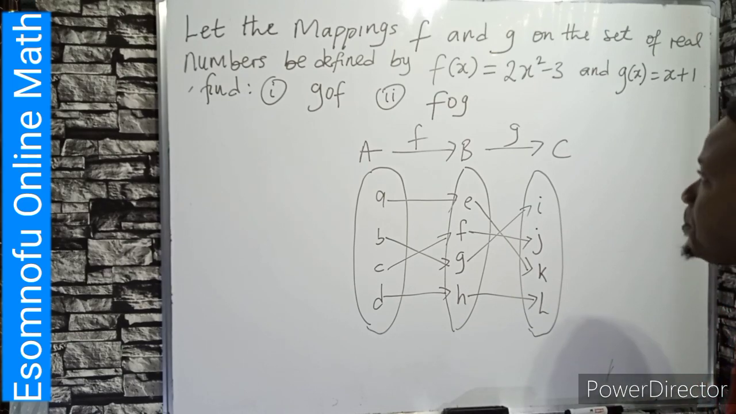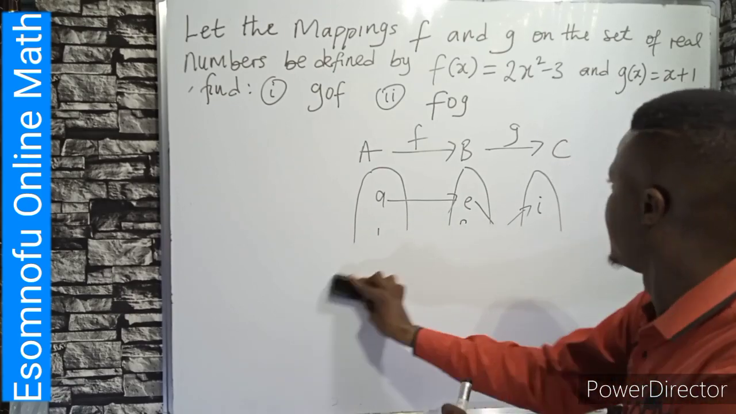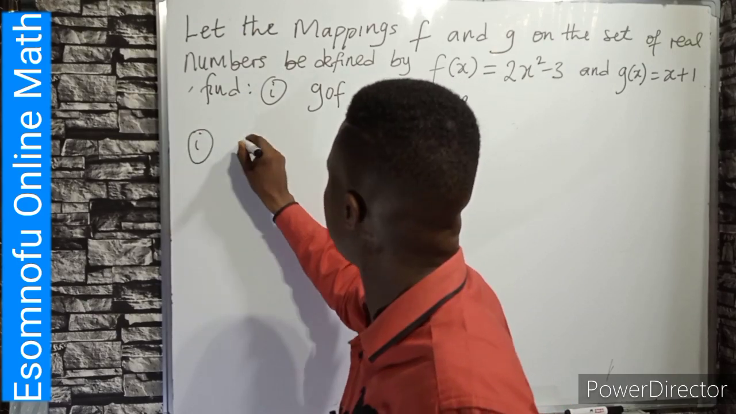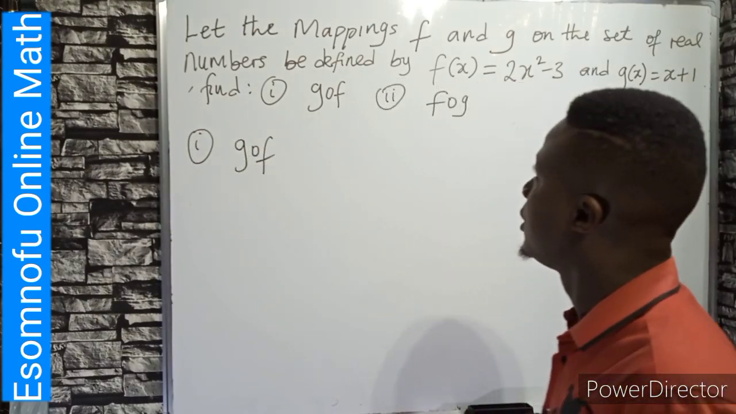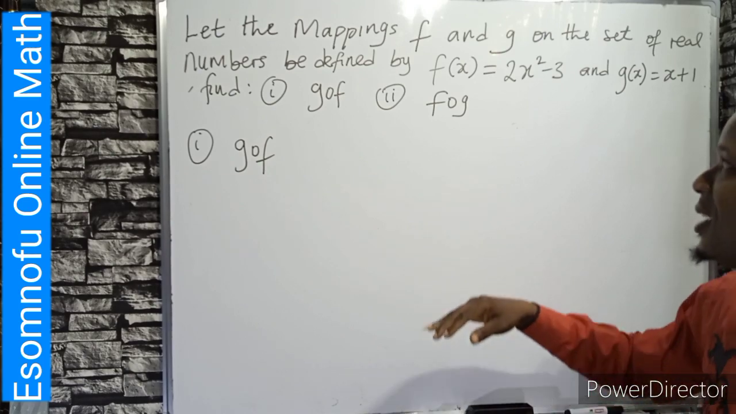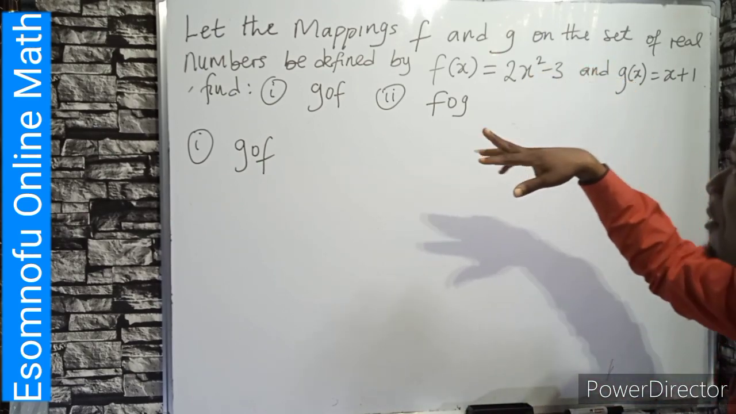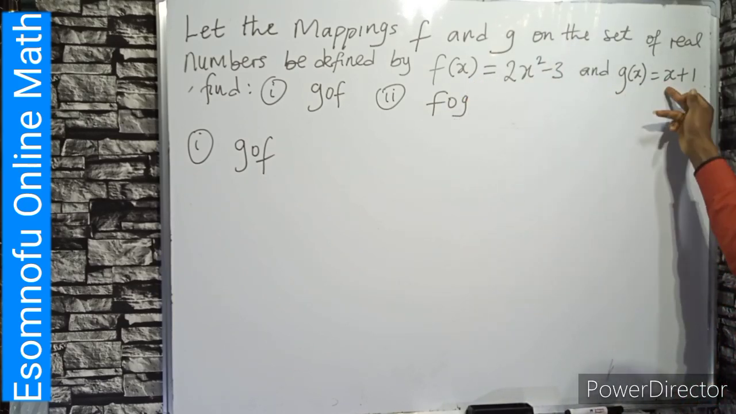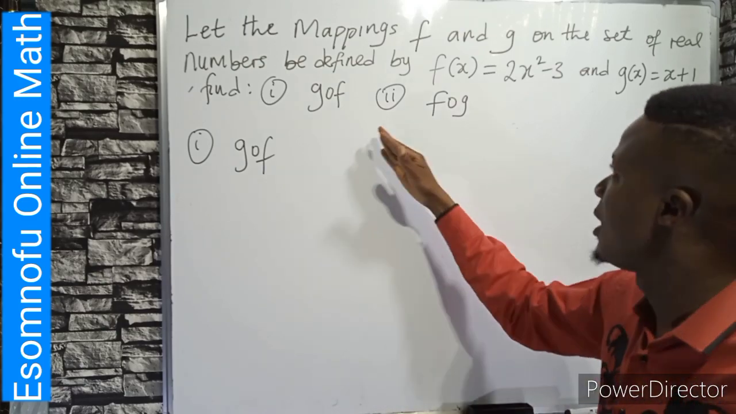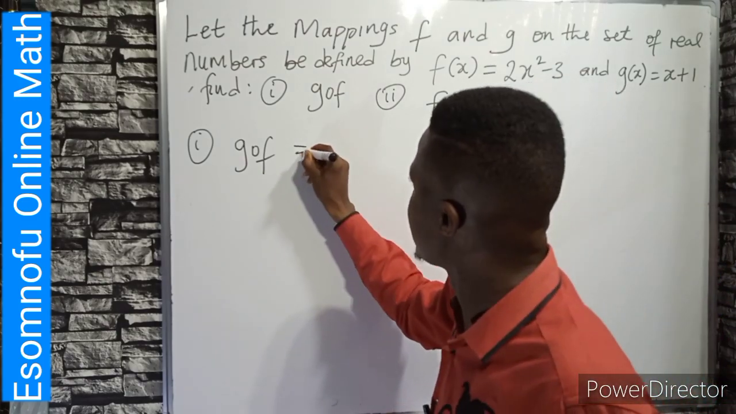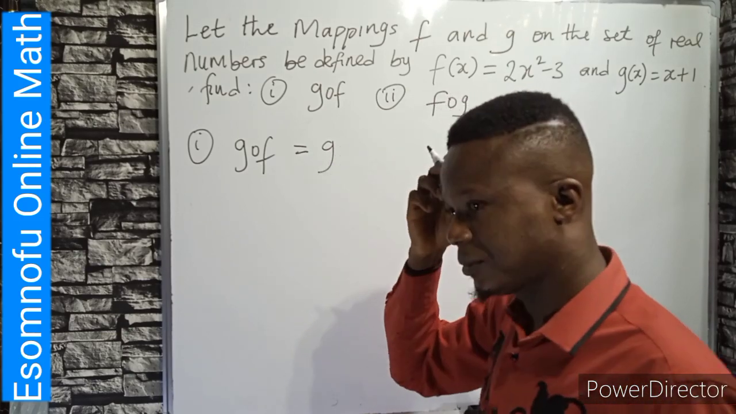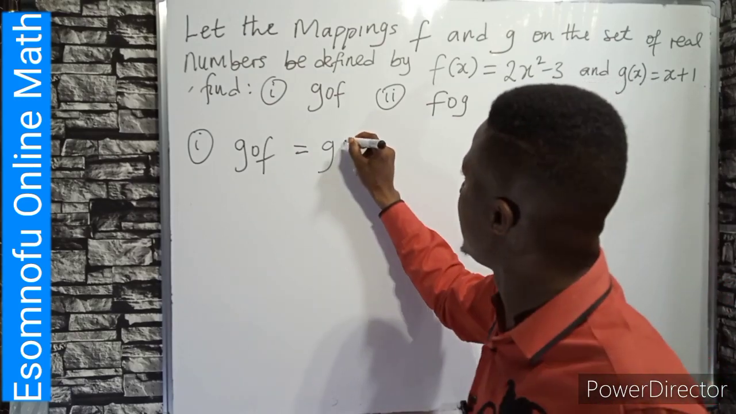Now let us provide a solution to this particular problem at hand. In question number 1, we are asked to calculate the value of gof. First of all, the question says that the mappings f and g on the set of real numbers are defined by f of x equals 2x squared minus 3 and g of x equals x plus 1, and that we should find gof and fog. gof is the same thing as g of f of x.